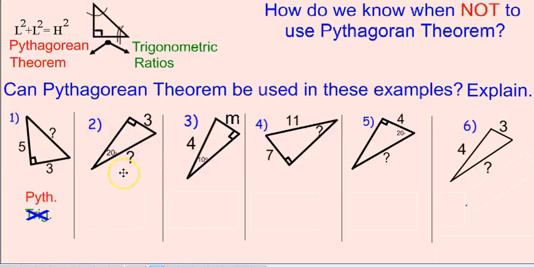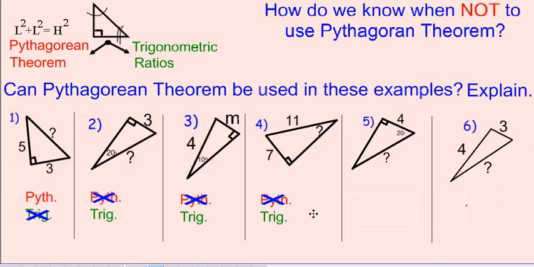Question number 2, you were supposed to use trigonometry. The reason for that is the presence of an acute angle in your right triangle. Question number 3, you were supposed to use trigonometry. The reason for that is again the presence of an acute angle. Number 4, you were supposed to use trigonometry.